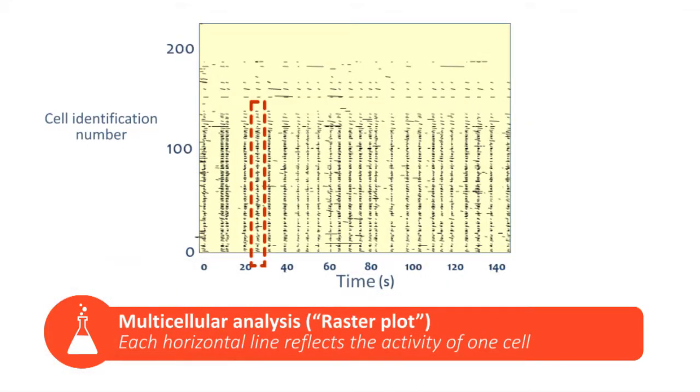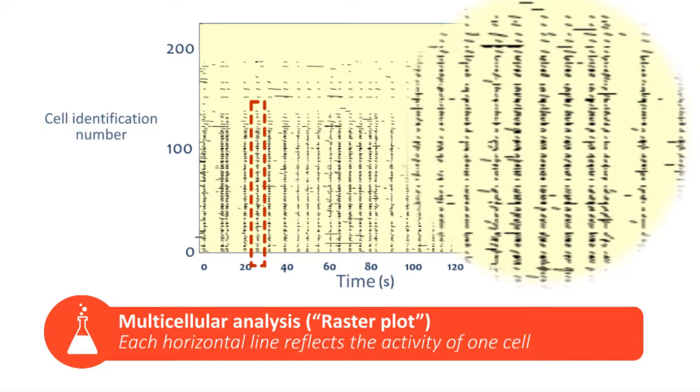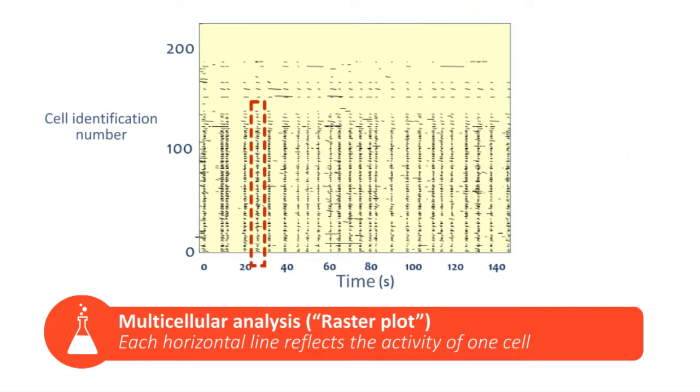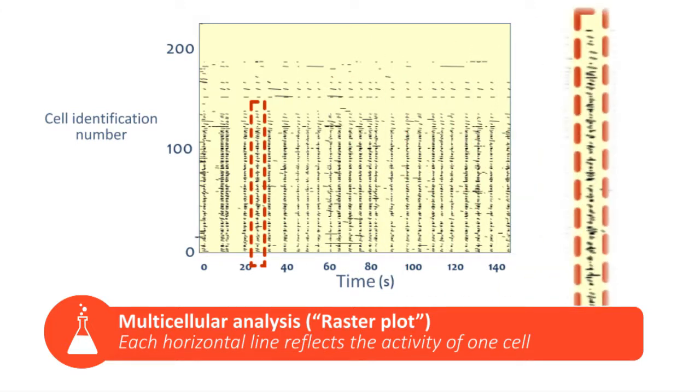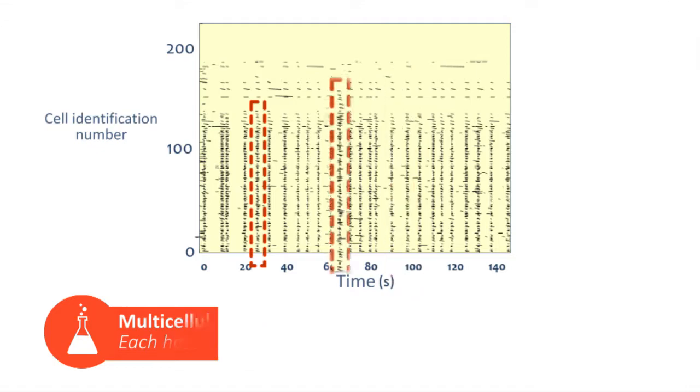The same software generates a graphic for us, known as a raster plot, of all of the calcium activity of the neurons in the recording. The x-axis shows the time, whereas the y-axis represents each neuron individually, and every black dot corresponds to a calcium event in a given neuron at a given time. Vertical lines represent synchronous events in several dozen neurons at a given moment in time.